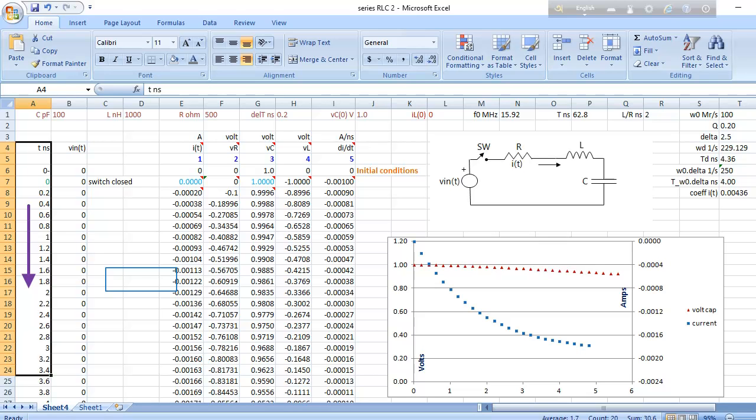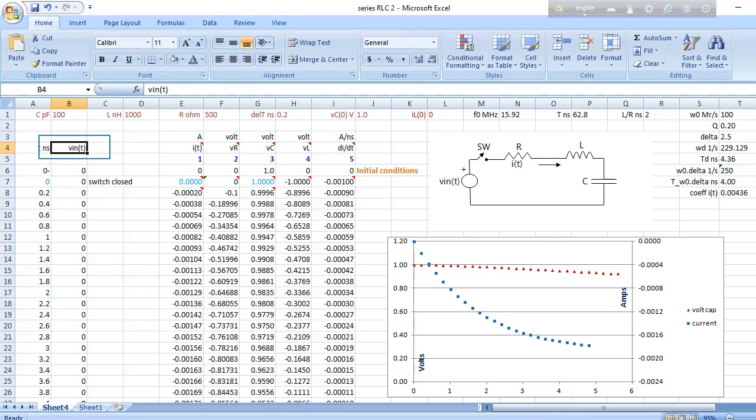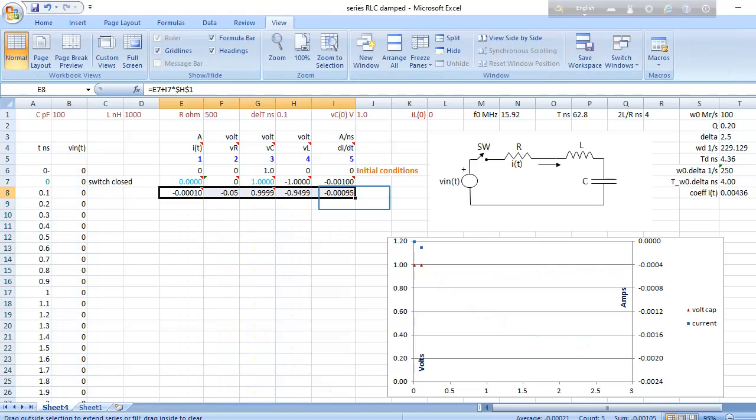As in earlier sessions, time sequence is in column A. As in earlier sessions, input voltage is in column B. We set input voltage to 0 to observe the discharge by the capacitor. The formulas for various voltages, current, and rate of change of current have been established earlier. Therefore we can determine the above parameters as a function of time by simply scrolling the mouse down.